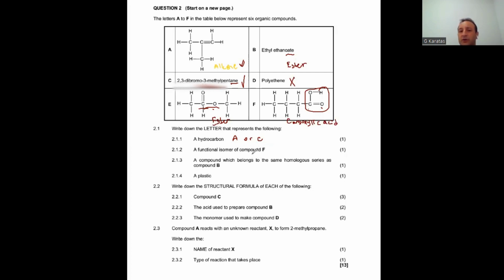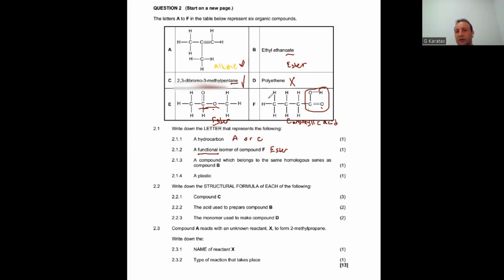A functional isomer of compound F. Functional isomers are the compounds with the same molecular formula but different functional groups. F is a carboxylic acid. The functional isomer of a carboxylic acid is an ester. So we need to look at the options, which one is an ester. Compound B and E are esters.